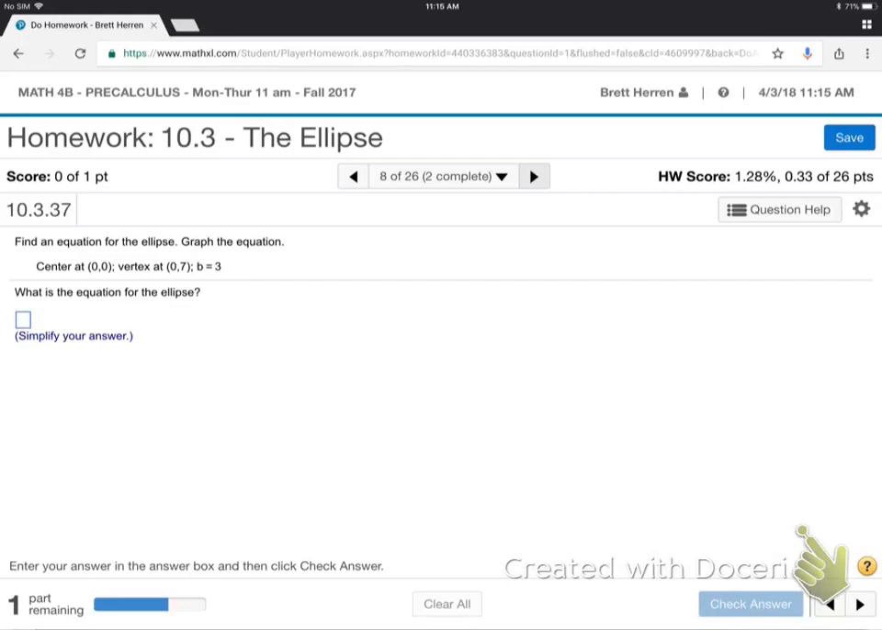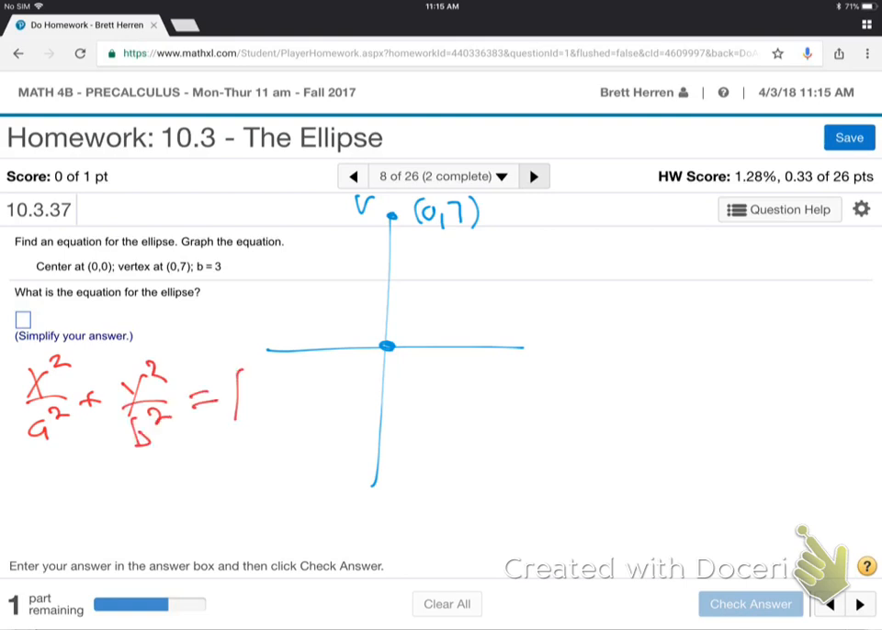Okay. So let's try this one. Center 0, 0, vertex 0, 7. B is 3. Graph the thing. Write the equation. All right, let me give you a minute to try that. I would start with writing the equation. You know what I mean? X squared over a squared plus y squared over b squared is 1.